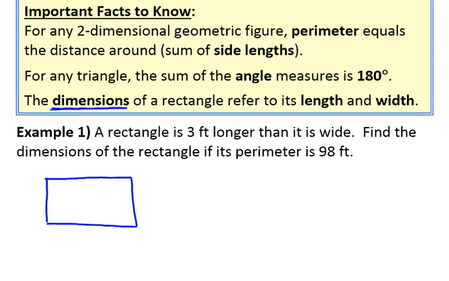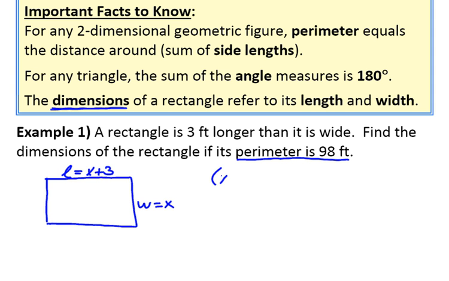It's 3 feet longer than it's wide, so we can say that its width, we'll let it be equal to x, and the length is going to be 3 feet more, so it's going to be x plus 3. So we'll give some variable descriptions to that. Then we know that the perimeter is 98. So if the perimeter is 98, the perimeter is represented by the sum of those 4 sides.